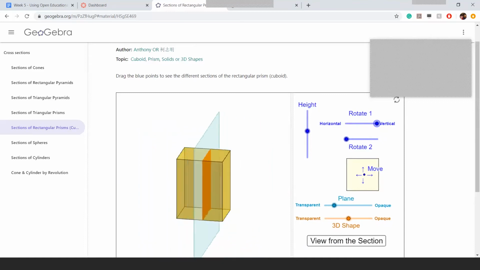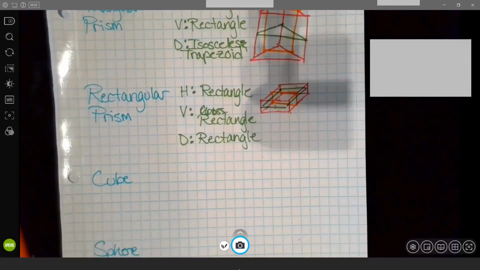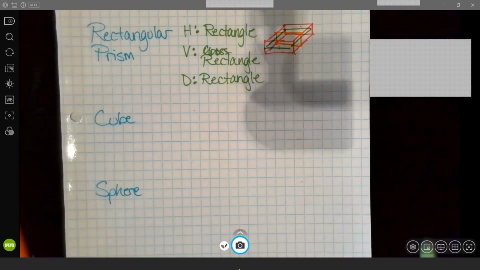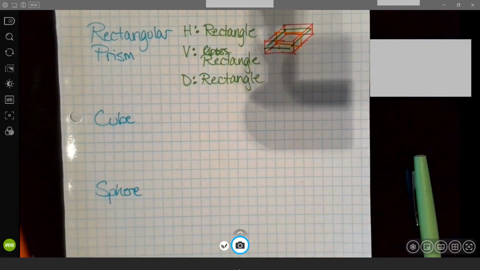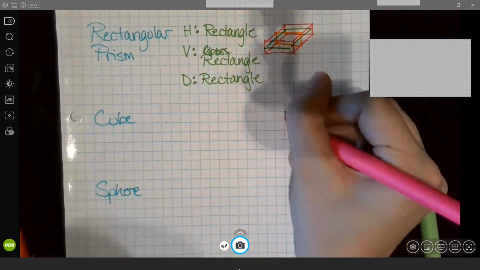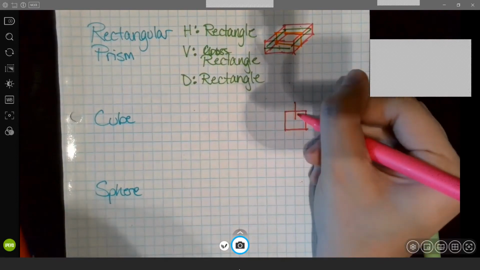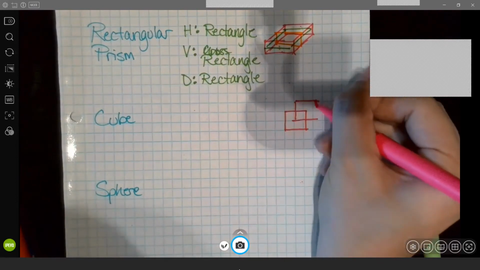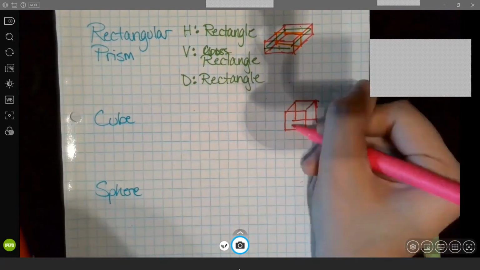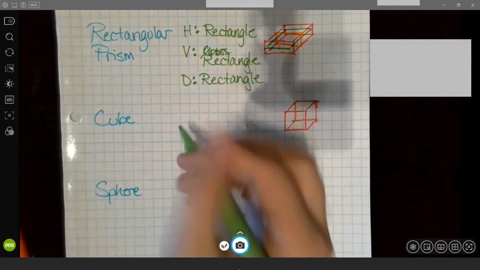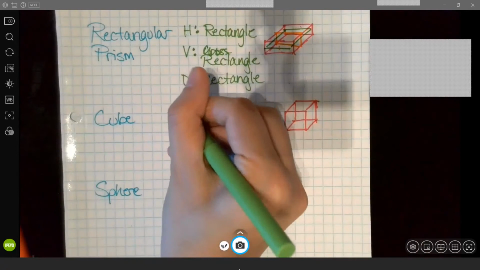So let's go back and let's start on cubes. Now, cube is an interesting one. Again, when we refer to cubes, we're referring to a 3D shape where every side is a square. Every single side in a cube is a congruent square. With that in mind, every side here is the exact same.